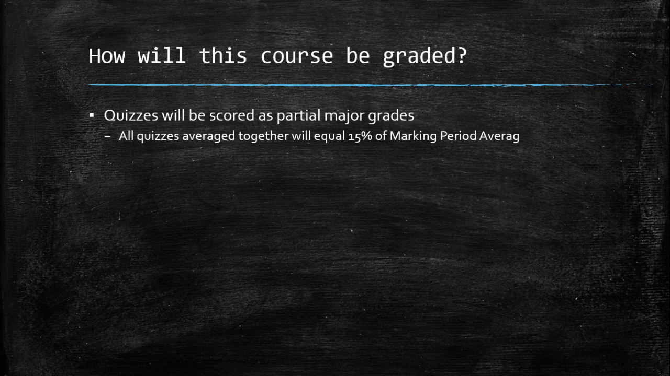In the end, all quizzes, if you have 4, 5, 6, 7, however many quizzes you do in a single marking period, all of those quizzes will be averaged together, and that average will be worth 15% of your marking period. So this online course here is, on the whole, worth 15% of your course average.